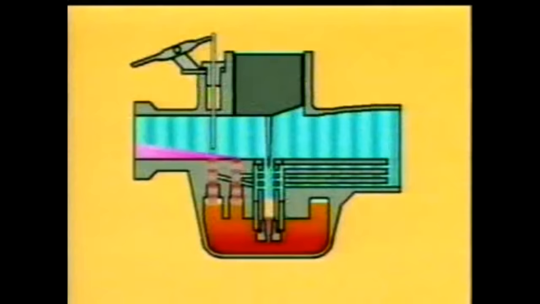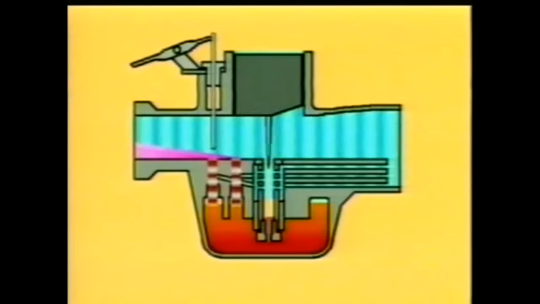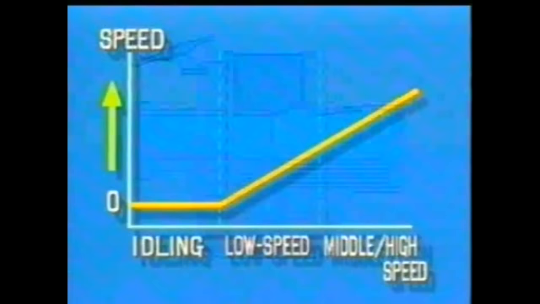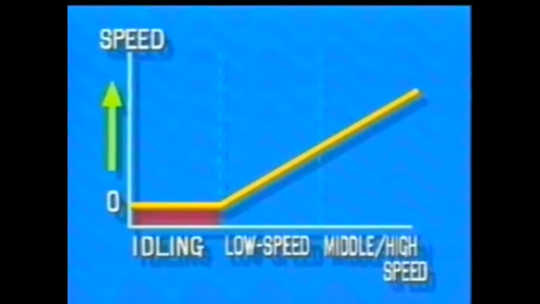This is because opening the throttle valve sharply reduces the amount of negative pressure generated by the engine, which results in less fuel being dispensed. It also allows a larger volume of air to be taken in, causing the fuel-air mixture to be leaner. Next, let's look at what happens to the carburetor when the engine is started and warmed up and reaches the idling speed.